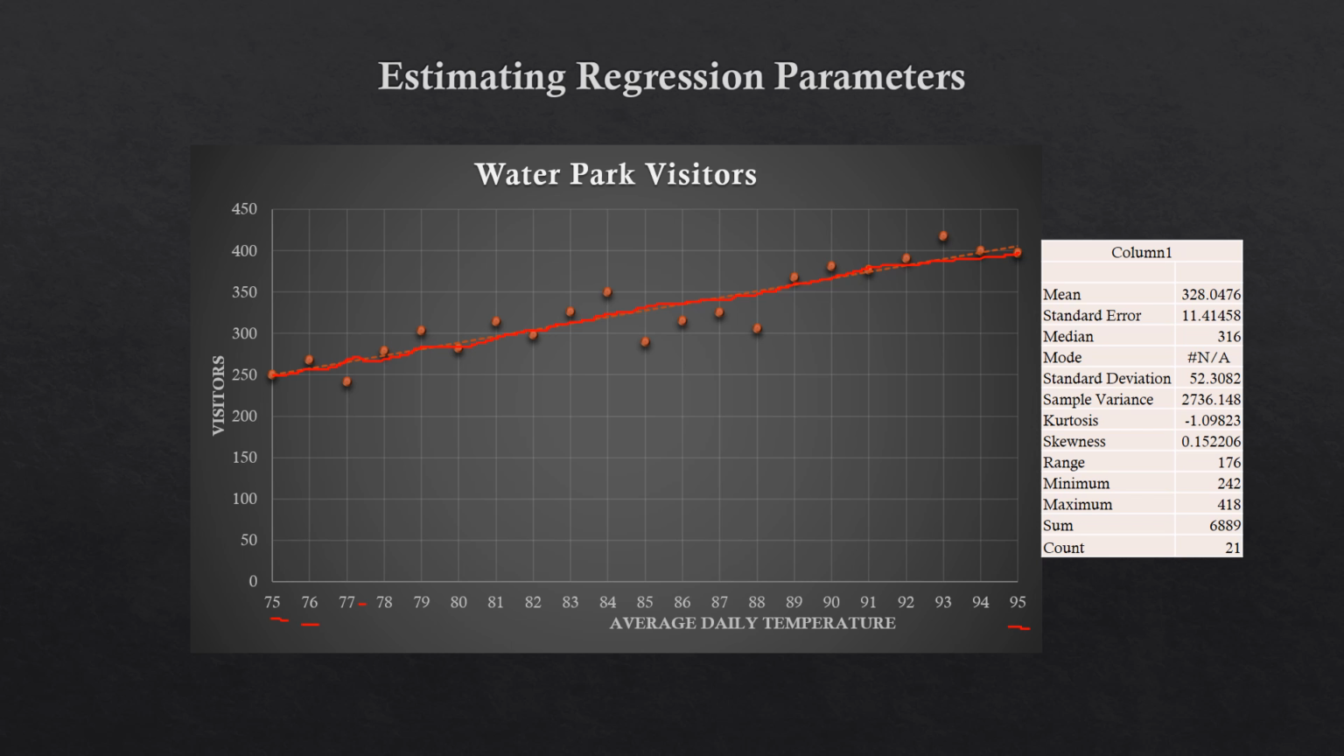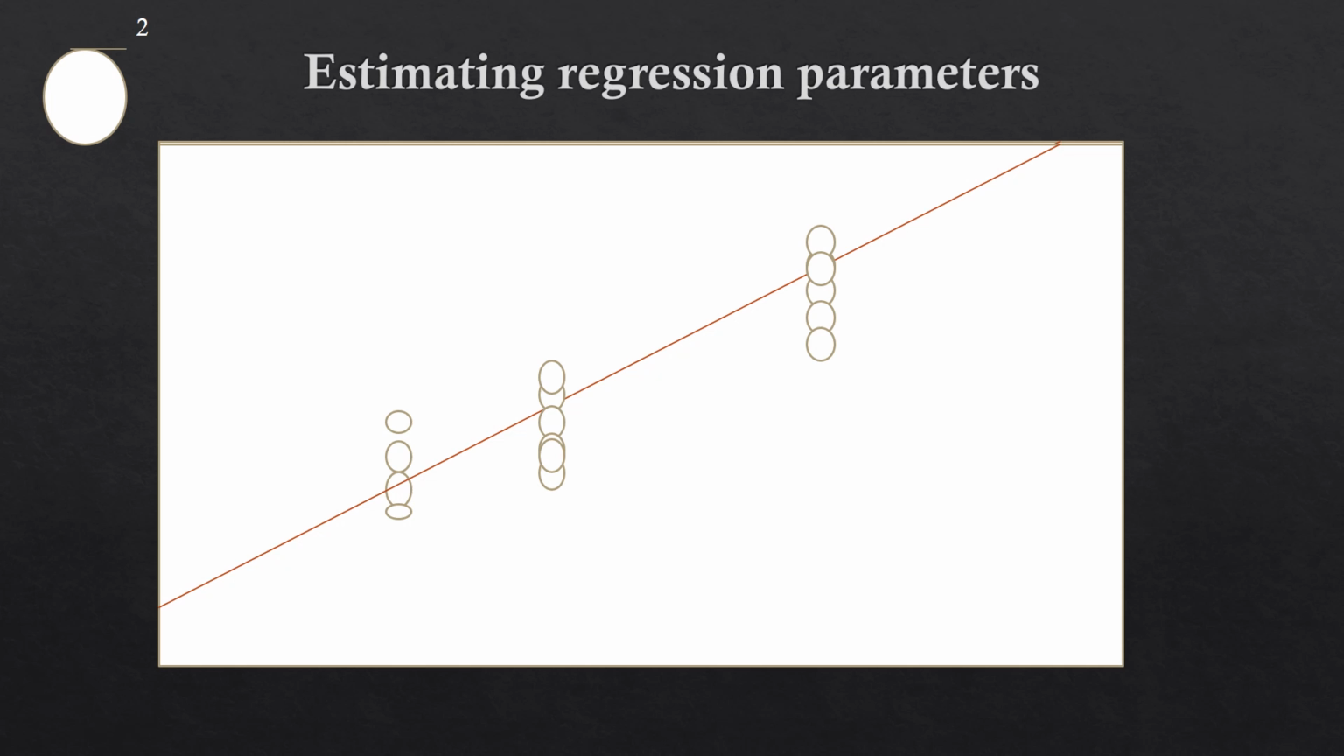And through sample data, which is found here, these points, we can estimate the beta values. And it is safe to say, based on all these values, the mean would be 328 visitors per this whole range. Another way of estimating regression parameters would be via variance squared.